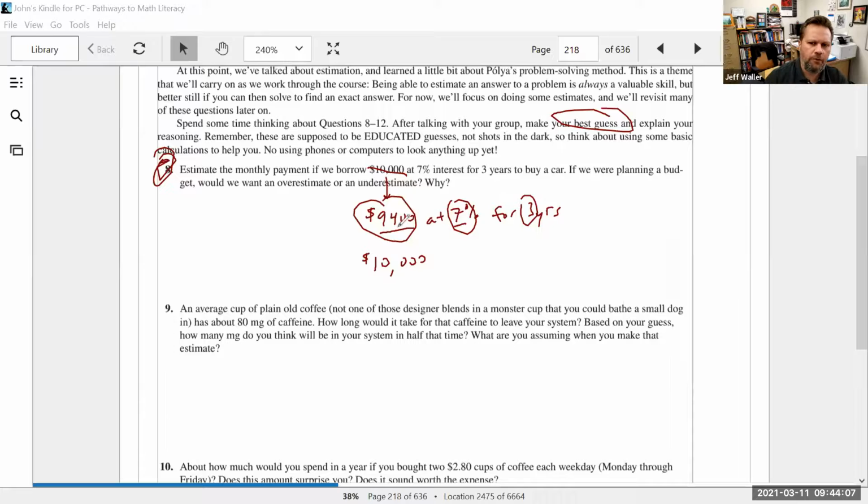So when I'm dealing with numbers and I want to estimate, I try to make my numbers round numbers, right? I try to make them rounder than they are. And which way I go depends on whether you want an overestimate or an underestimate.